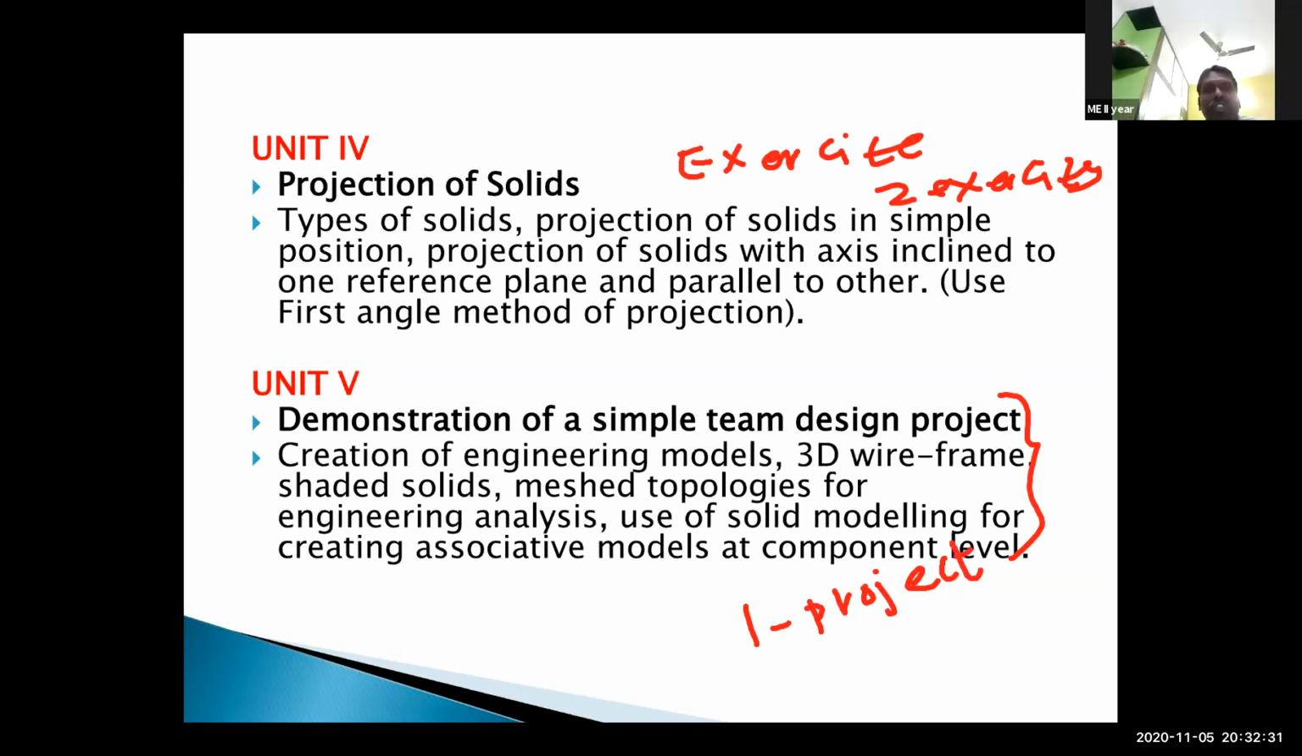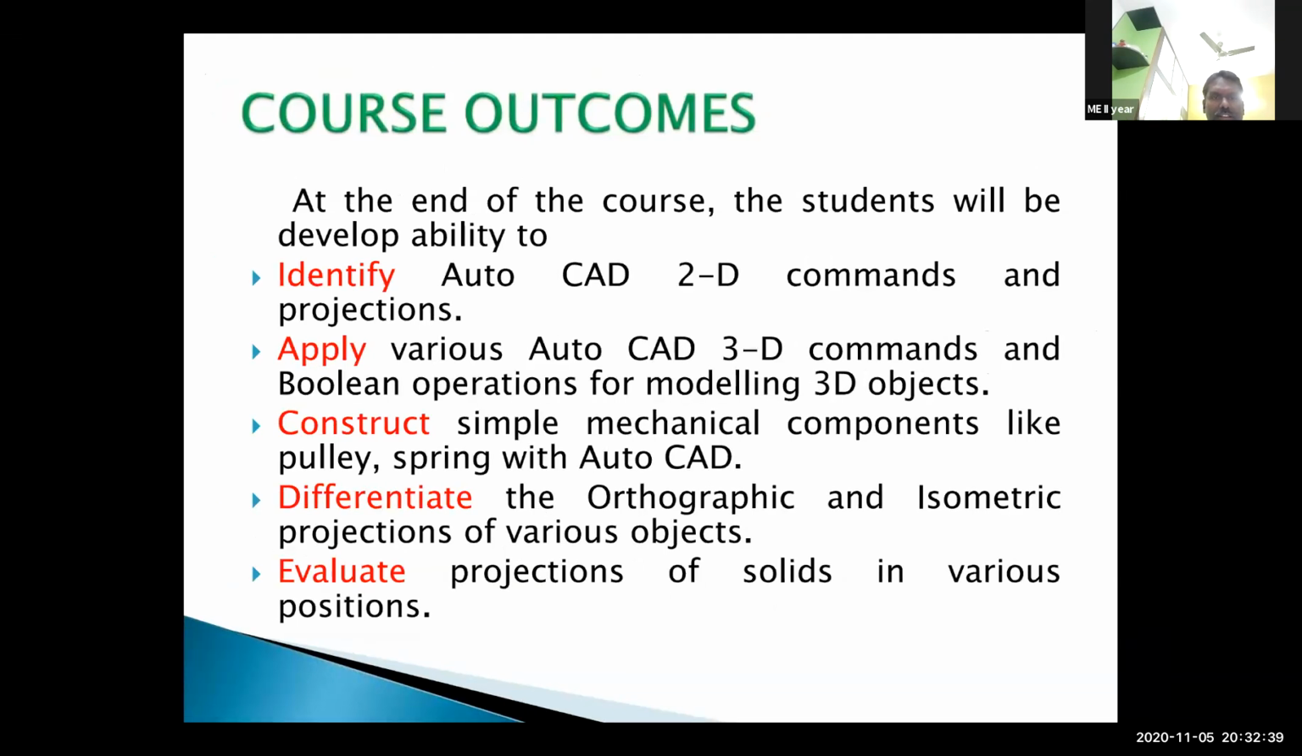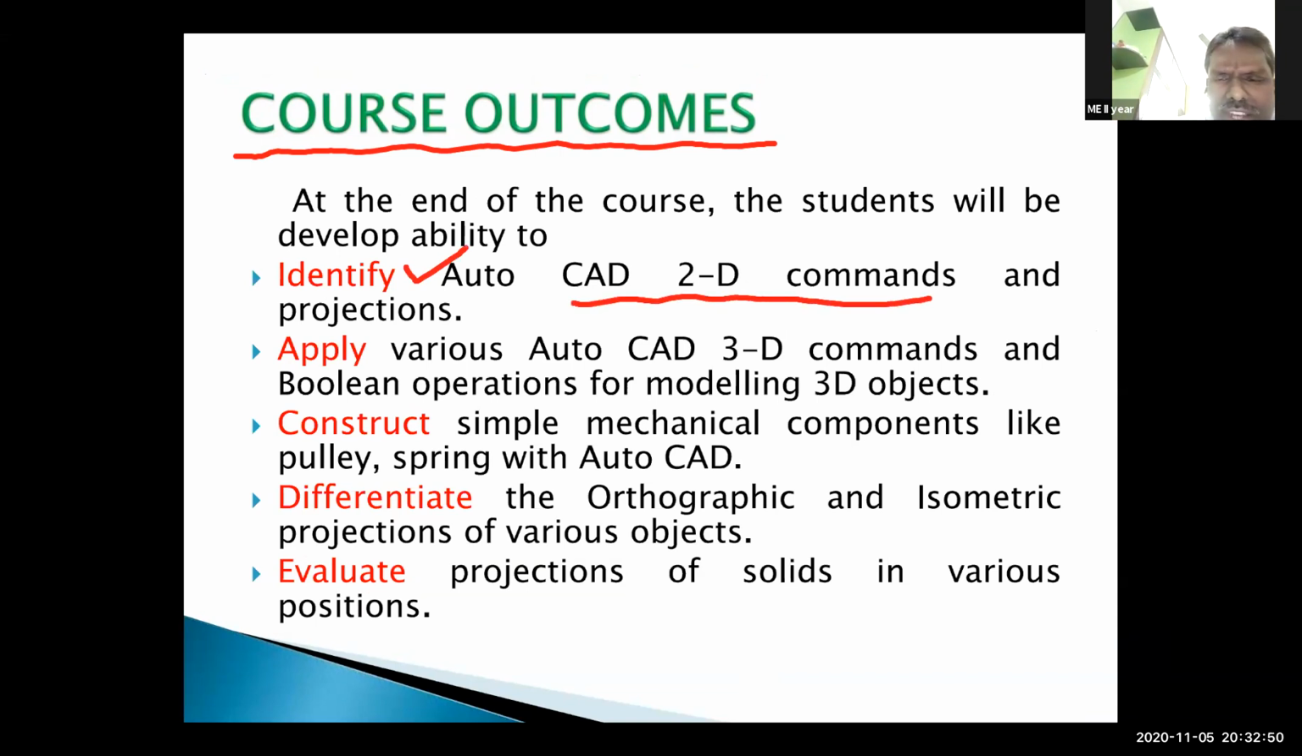So this is about the topics and exercises. Now what we have to do is go to the course output. At the end of this course, after 4 months, the student can identify AutoCAD 2D commands. Various 2D commands are there. In the draw commands, the line command, circle command, offset command, and polygon command will be there. The student can identify AutoCAD 2D commands with the AutoCAD package.